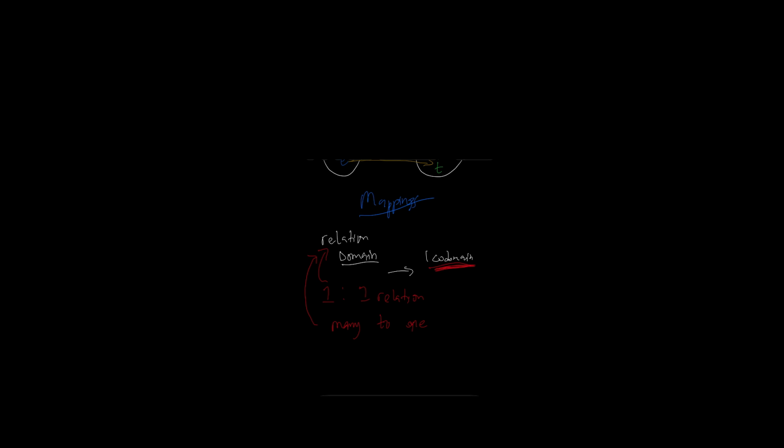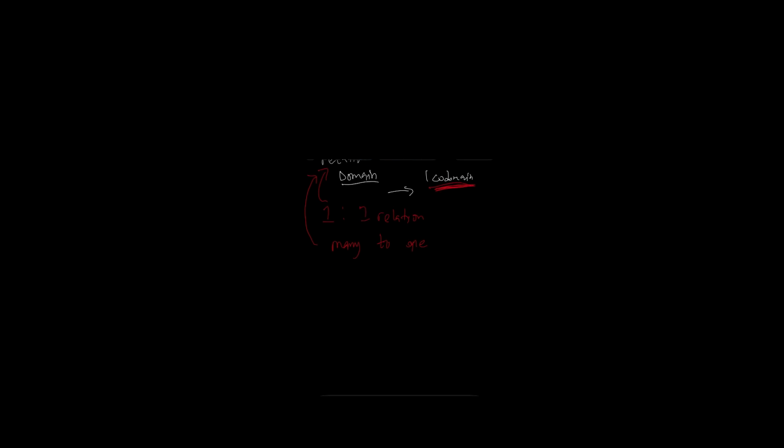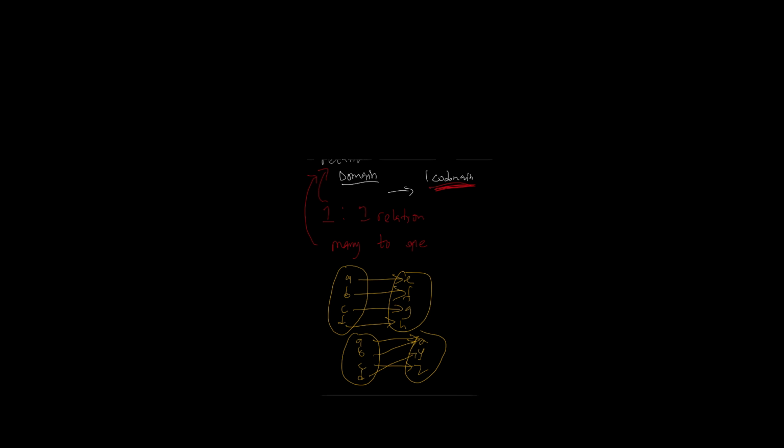Let me give you a graphical example. It's just the same as one-to-one and many-to-one. So we can have A, B, C, D, E, F, G, and H. This, or this. These are all mappings. What is not a mapping is a one-to-many relation or a many-to-many relation.